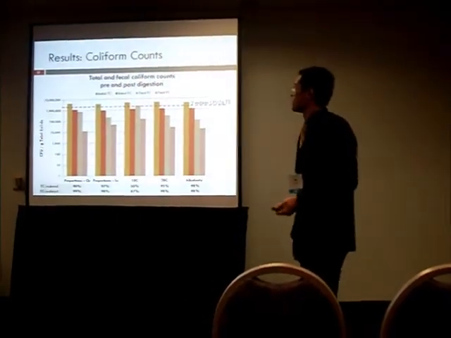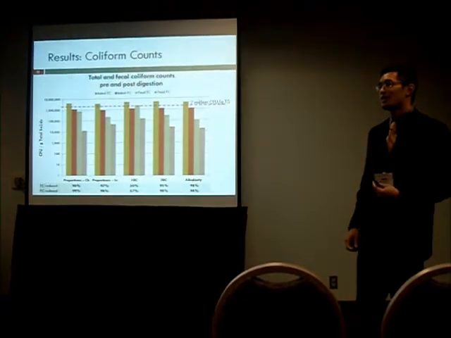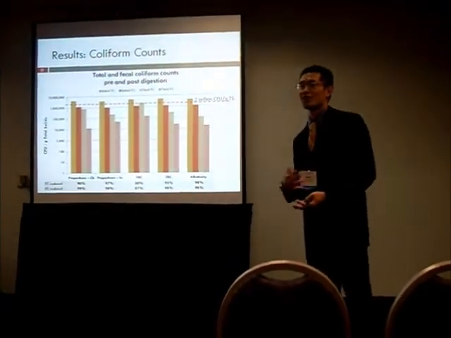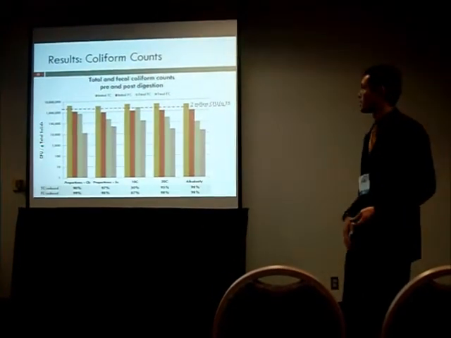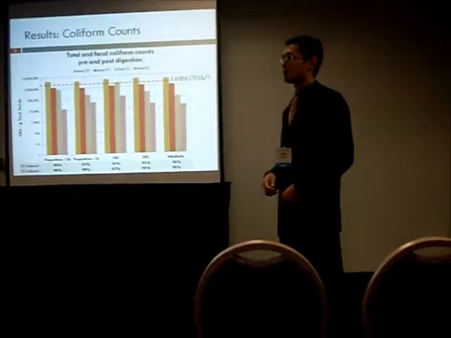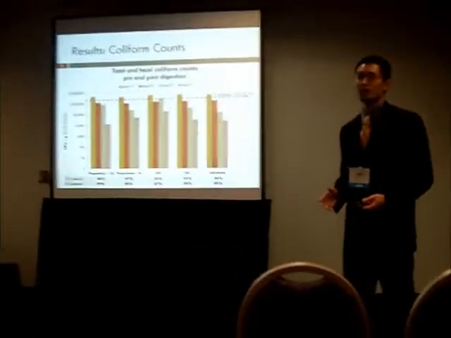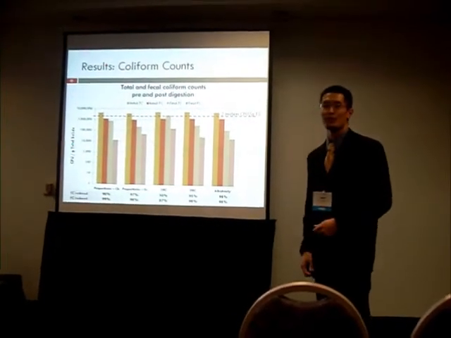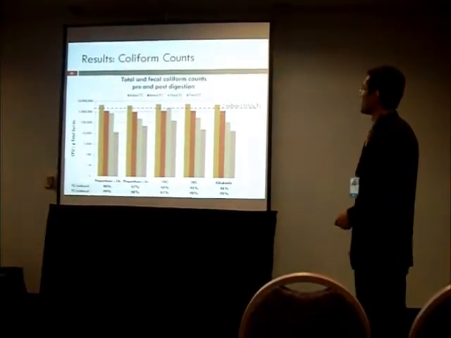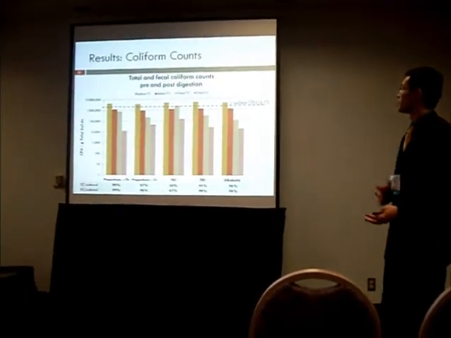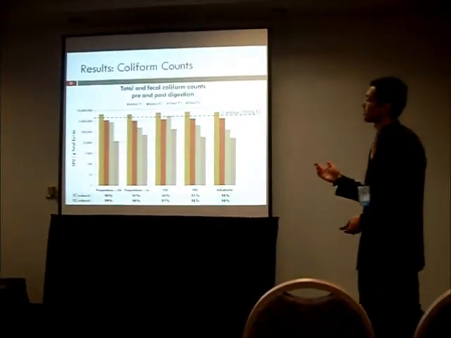Another thing that we're interested in were the coliform levels. The farmer is interested in applying this to land, say, onto a farm as a fertilizer. It has to meet certain EPA standards for the maximum amount of fecal coliforms in that digestate, which is no more than 2 million colony-forming units per gram of total solids. So what we did was test the amount of coliforms in our digesters pre- and post-digestion and plotted it on this log scale chart.